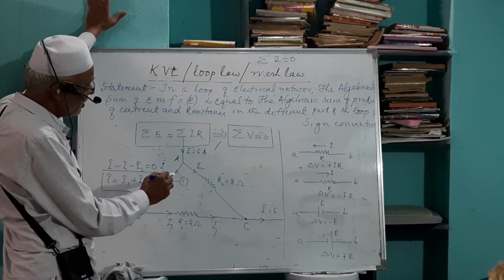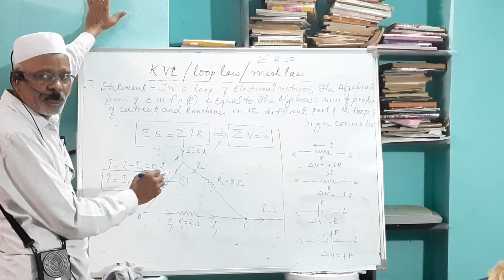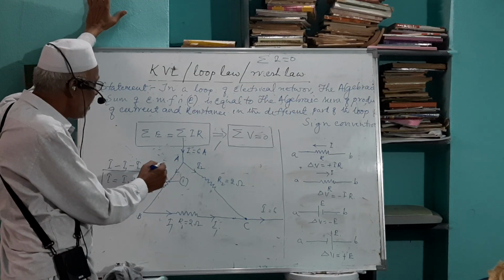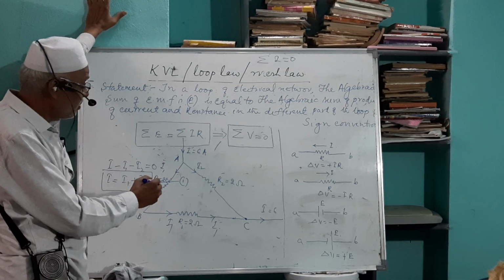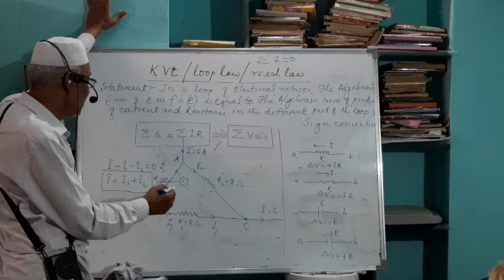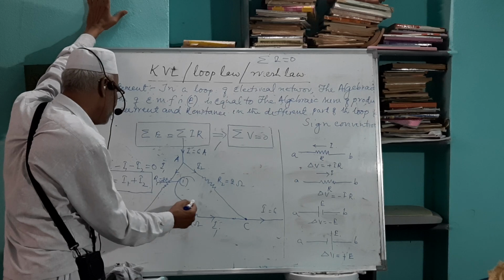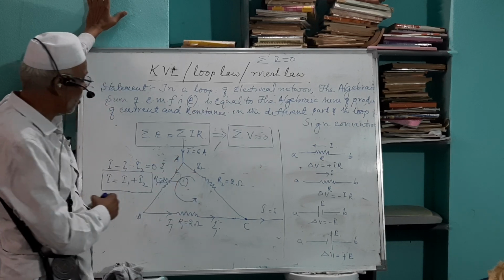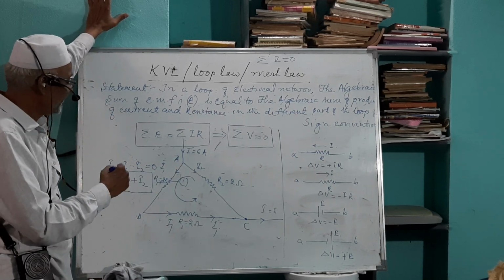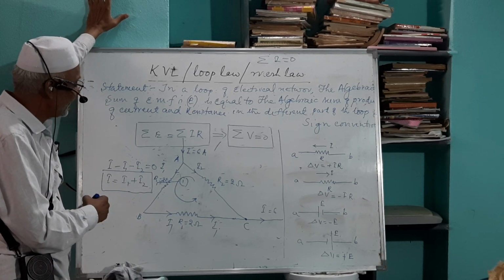The first step is that before analyzing the network, you have to see whether the direction of current in the different branches is mentioned or not. Direction of current is mentioned in the different branches. Now the second step is you have to rotate this mesh in the clockwise or anti-clockwise direction. You are rotating this mesh in the anti-clockwise direction.